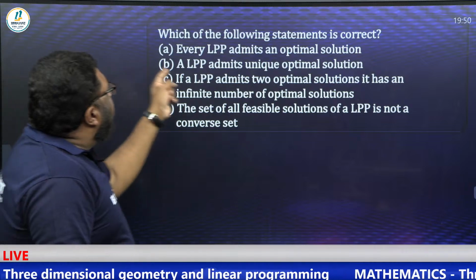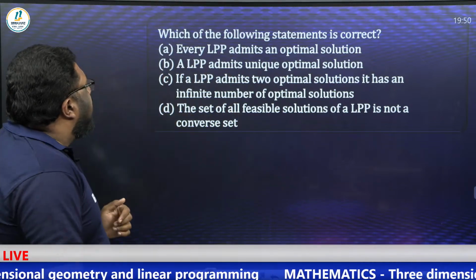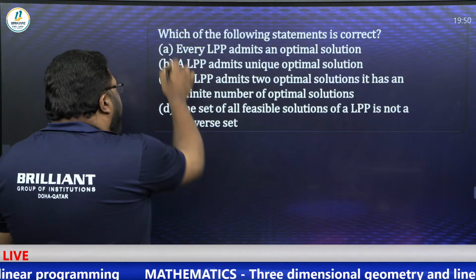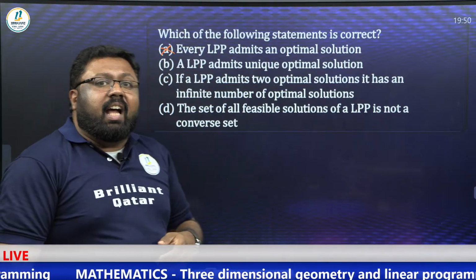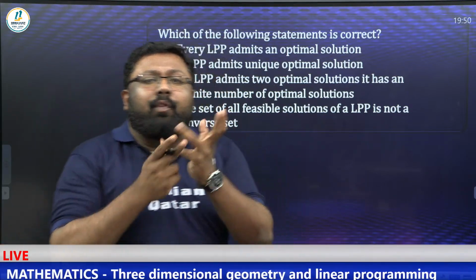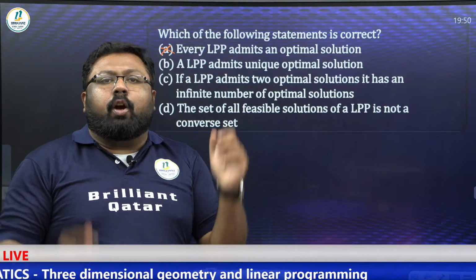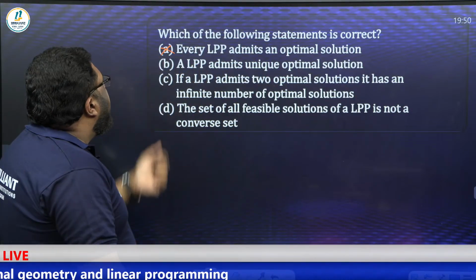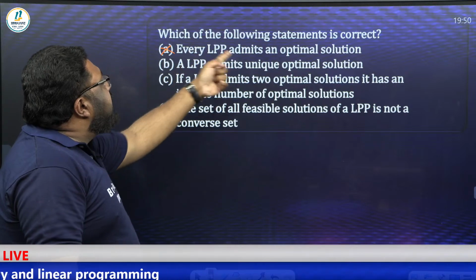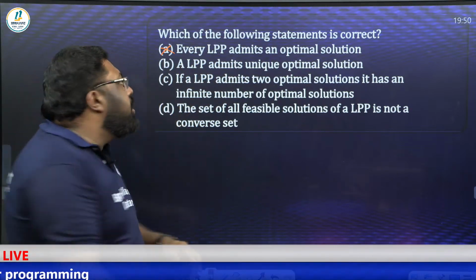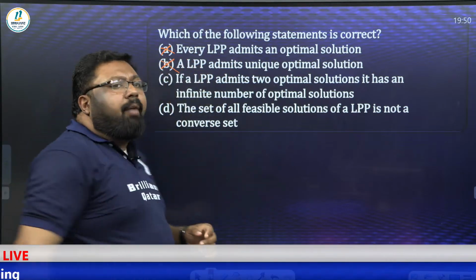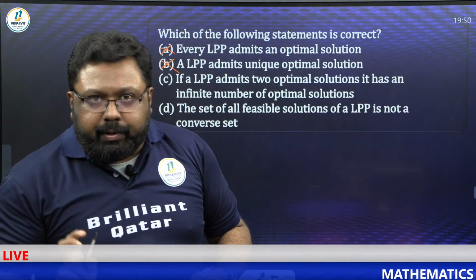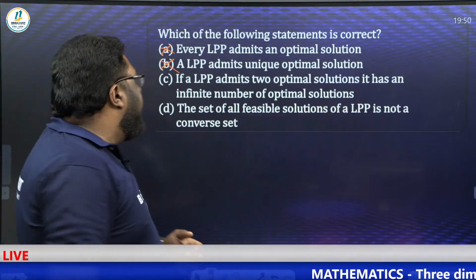Next, which of the following statements is correct? Every LPP has an optimal solution. Wrong. We do have LPPs where there are no optimal solutions, where no feasible regions are obtained. We cannot get a specific corner point. Okay, so no optimal solution is obtained. LPP always gives a unique solution. That's also wrong because we do have questions where the optimal solution is obtained at 2 corner points. Same value, 2 different corner points.